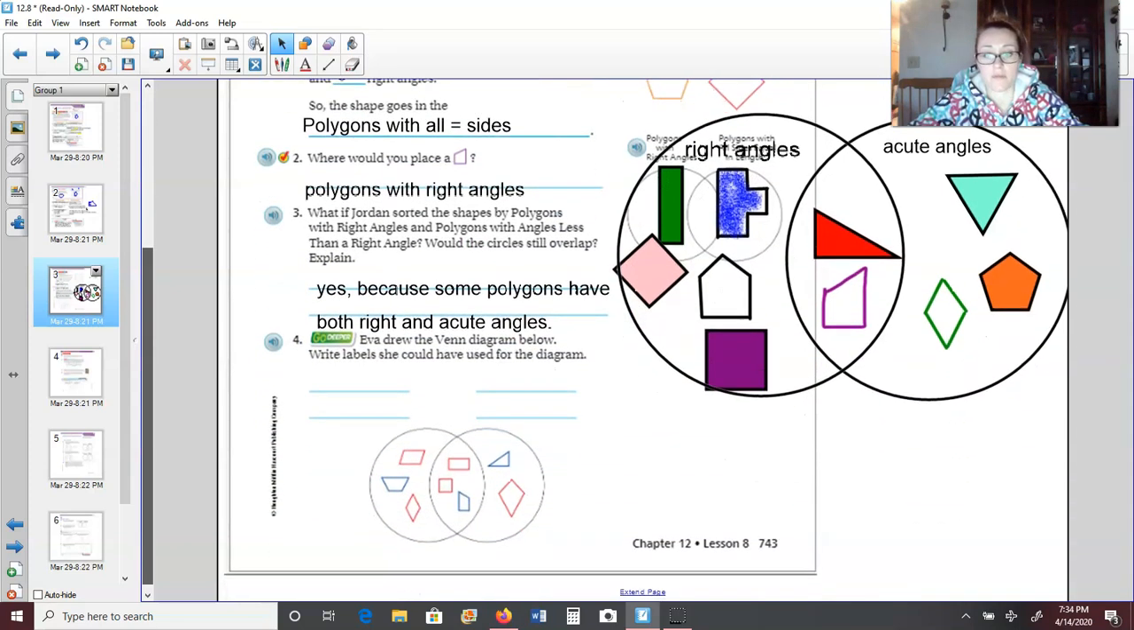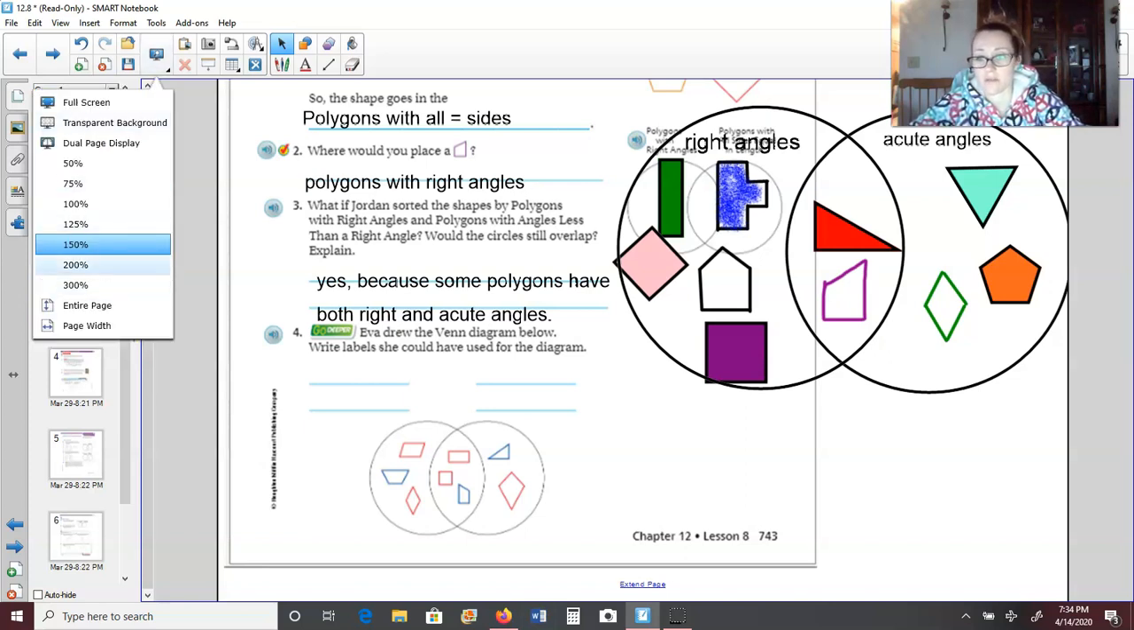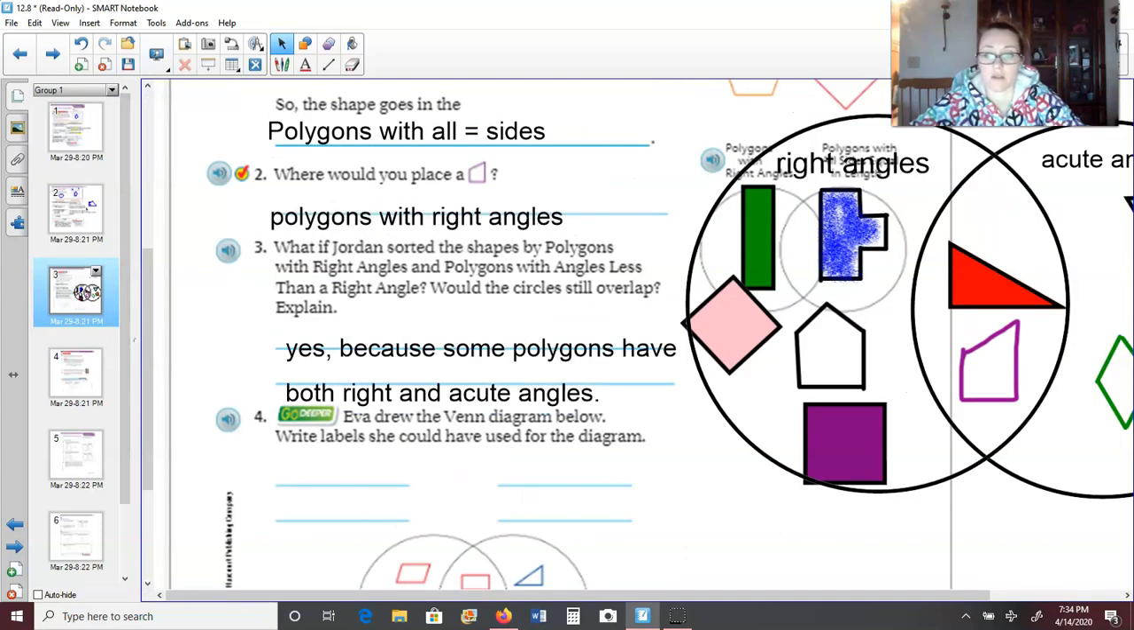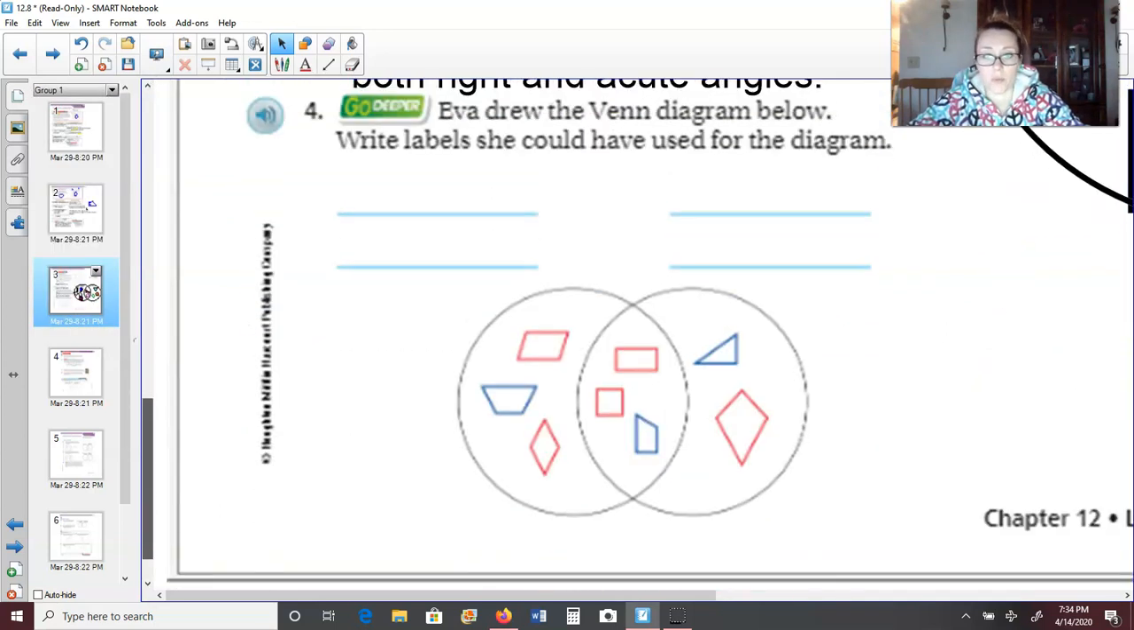All right, and number 4, Ava drew the Venn diagram below. Write labels that she could have used for the diagram. So I'm going to see if I can zoom in a little bit because I know it's kind of faded a little. So I know looking in your book might be a little better. Okay, there we go.